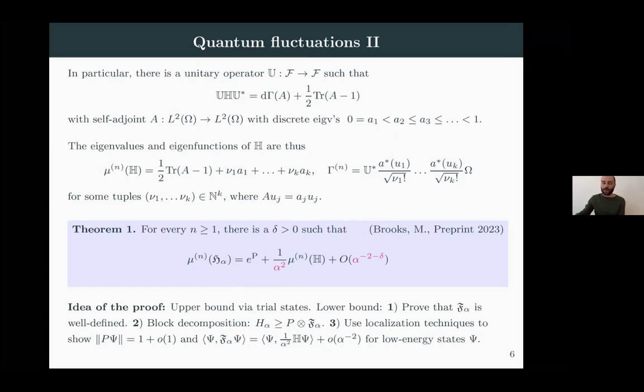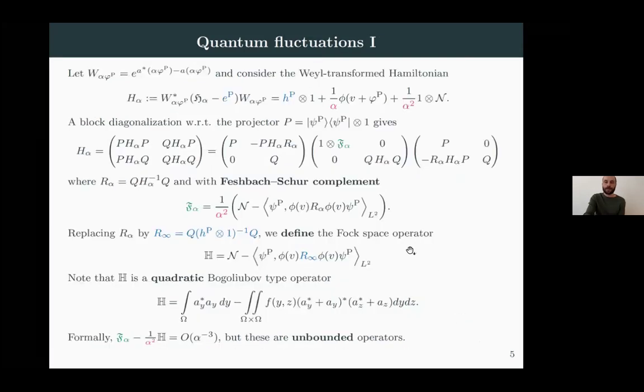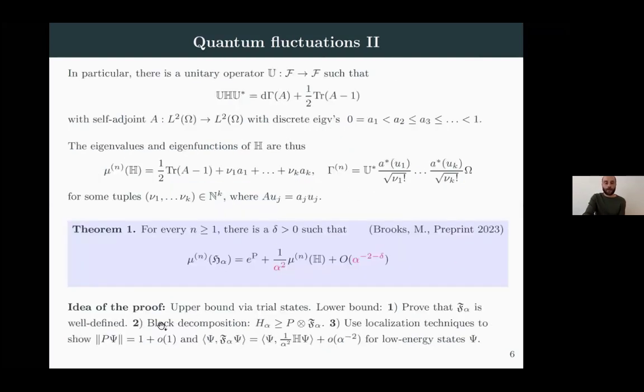And what I said so far already contained the essential ideas also for the proof. So we established this asymptotics by deriving upper and lower bounds for these eigenvalues. And in particular, for the lower bound, what we do is we first prove that the Feshbach-Schur complement is indeed well defined. So this requires in particular that we show that the full Hamiltonian, when restricted to this Q subspace, so away from the Pekar minimizer, has a bounded inverse. And the block decomposition then gives immediately a lower bound of the full Hamiltonian in terms of this Feshbach-Schur complement.